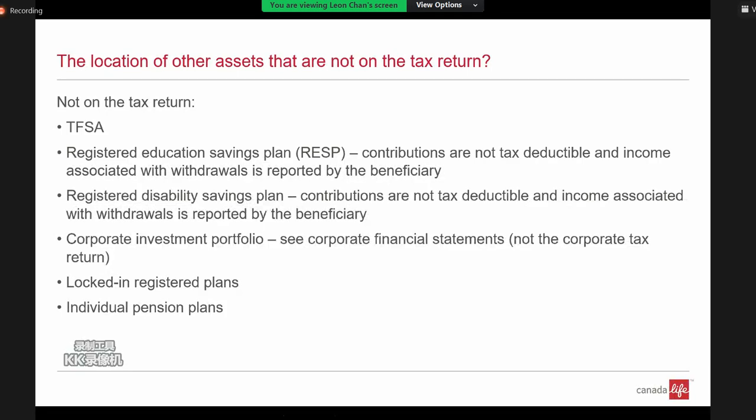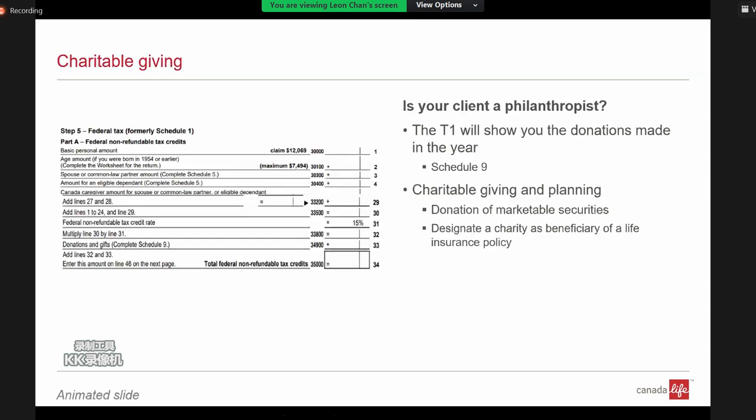Now, there are, of course, assets that are not located on the tax return, which could still be useful for your purposes, usually for understanding retirement planning, right? So, for example, TFSAs would not be reflected on your T1. Registered education savings plans, that's not going to be reflected on your T1 as well. Registered disability savings plans, that's not going to be in there either. Corporate investment portfolios or even locked-in registered plans and individual pension plans, those assets won't be located on the T1, but could still be factors that you may want to discuss with the client.